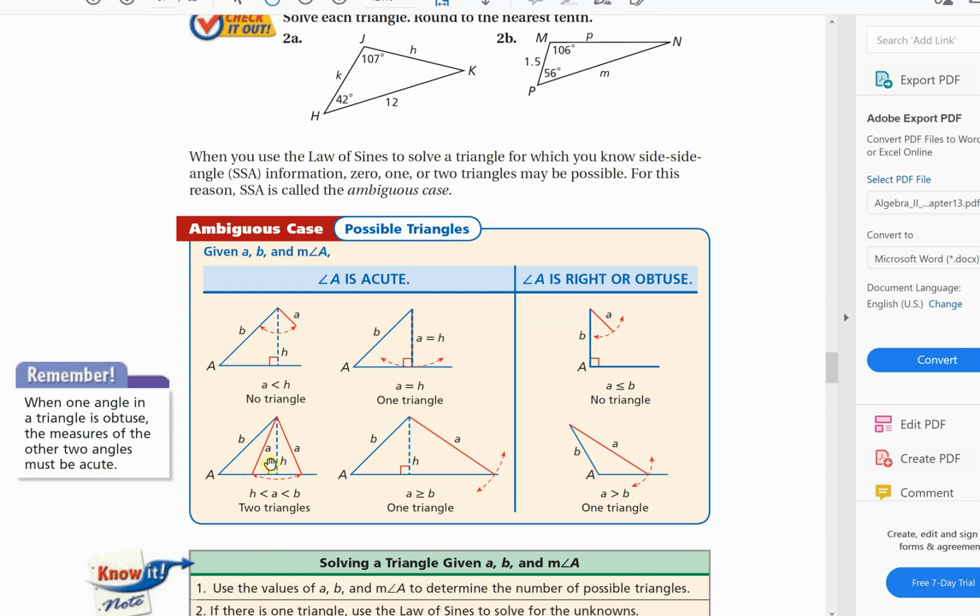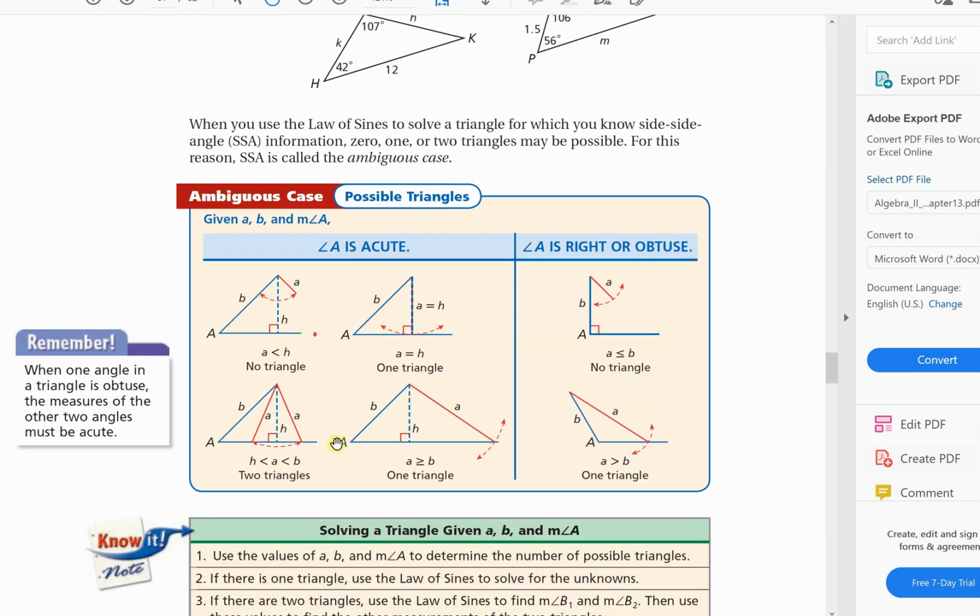It just depends on where we're at, and it depends on the angle B. So if the length of A is less than the height, you have no triangle. If the length of A equals the height, you have a right triangle, and so you're going to have an answer. If A is less than B, but greater than H, the height, you have two possible triangles. And if A is greater than or equal to B, you're only going to have one triangle.